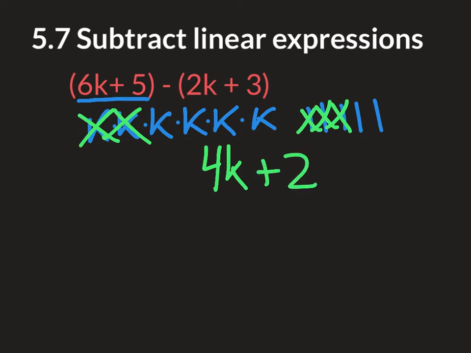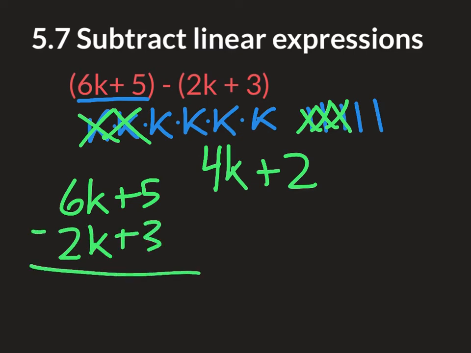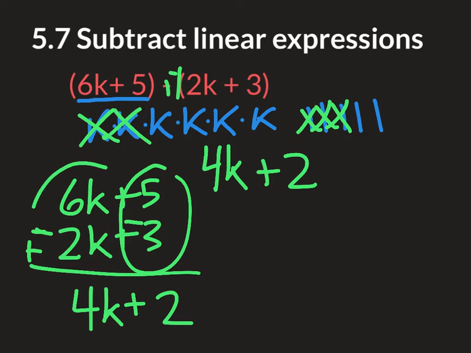Now, what your teachers will tell you is to line these up. 6k plus 5. Make sure you get your k's lined up and your numbers lined up. You're doing subtraction. And then you could just do 5 minus 3, which is 2. 6k minus 2k, which is 4k. And put the sign back in between them. They might teach you to do leave change opposite, which means you would actually change the entire thing. So that means that would become a negative 2k, and that would become a negative 3 that you're then adding. And again, 5 plus negative 3 would be 2. 6k plus negative 2k would be 4k. And so either way, you're going to get 4k plus 2.